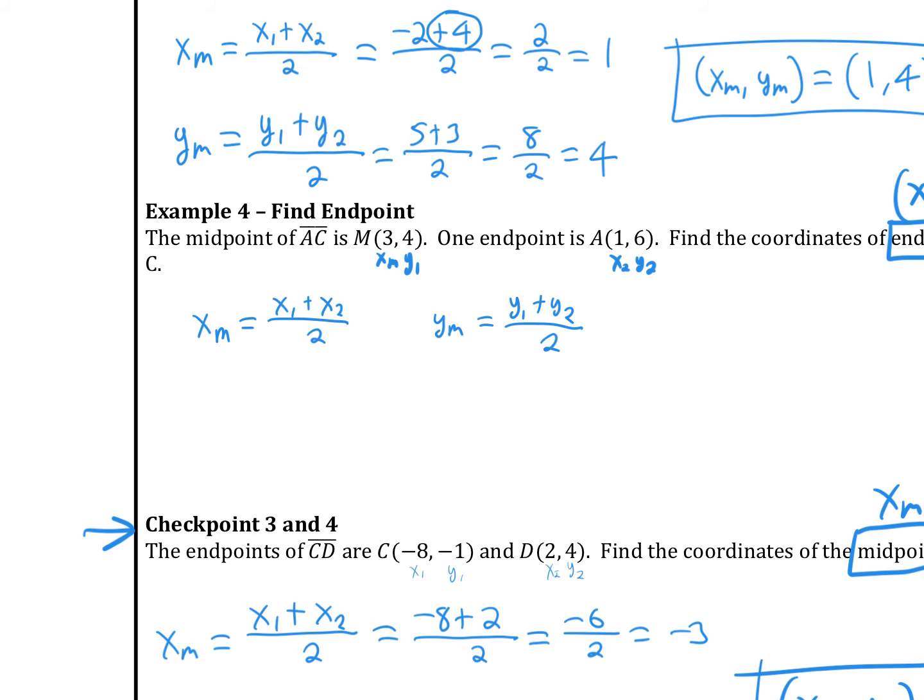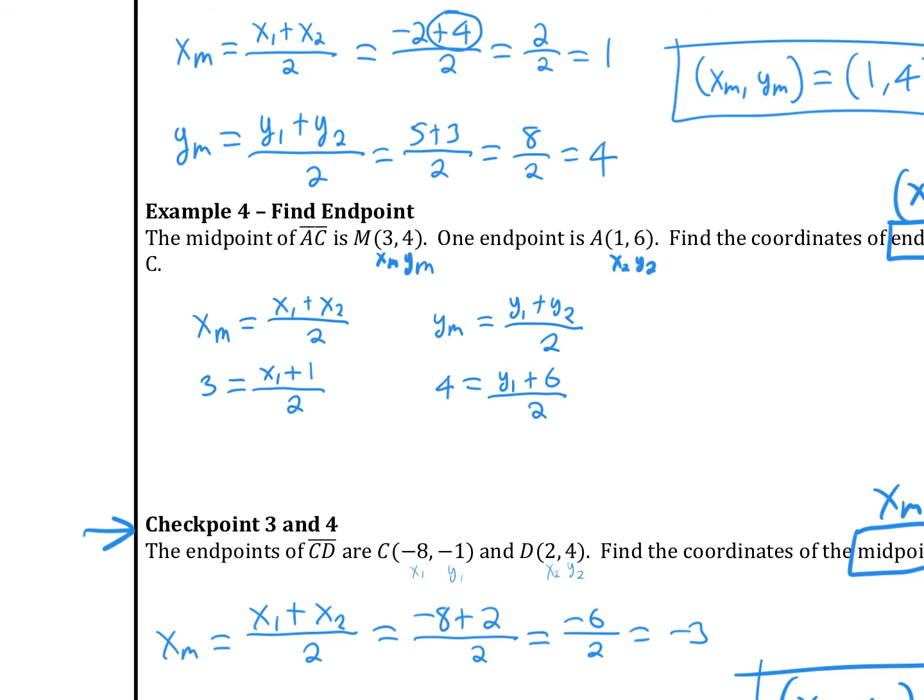Okay, so we're going to plug in what we know here. Well, this one's a little bit different. And why is it different? We actually know xm and ym. We know xm is 3. We don't know x1, we're looking for that. But x2 is 1, all over 2. So we're using the same formula, but looking for something a little bit different here. And then what was ym? ym was 4 equals y1, which we're looking for, plus y2, which was 6, all over 2. Now I want to solve for x1 and y1.